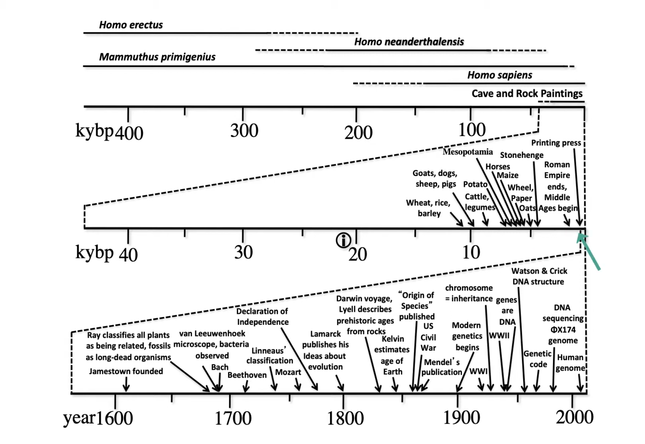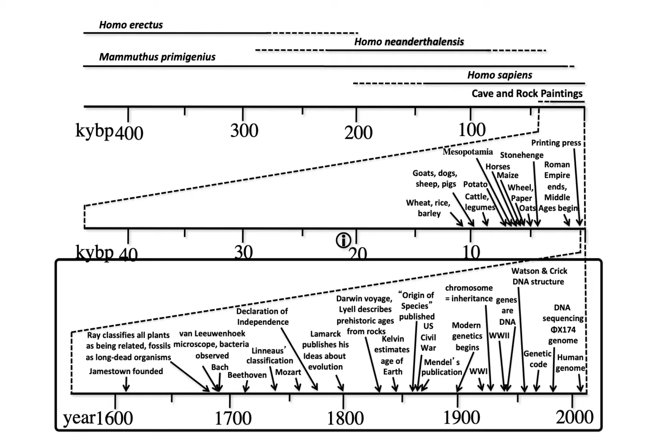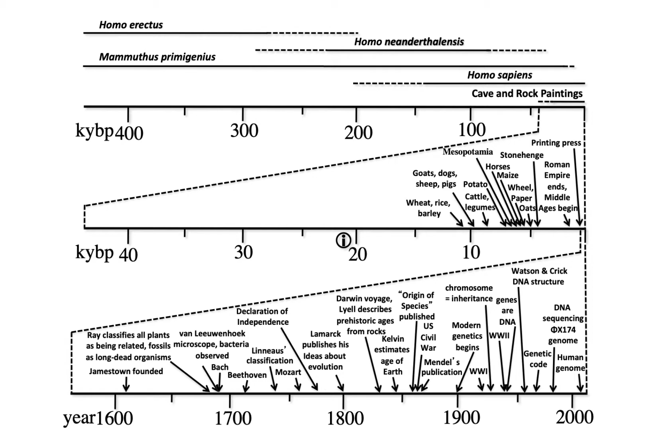And so I want to look at this in a little closer detail, starting from about the year 1600. And this is mainly to put things in perspective as far as when different aspects of evolution were discovered. So you have Jamestown, founded in the U.S. here. At the same time in China, they had dynasties going on. And then people started classifying organisms here, and Van Leeuwenhoek invented his microscope.